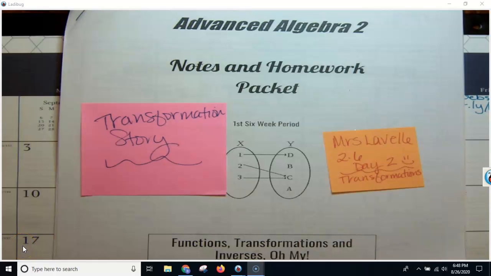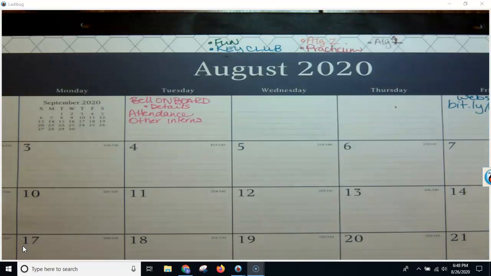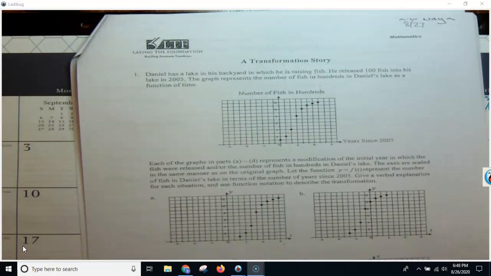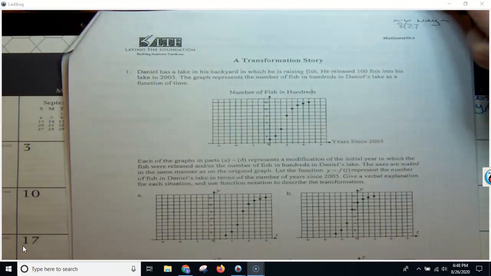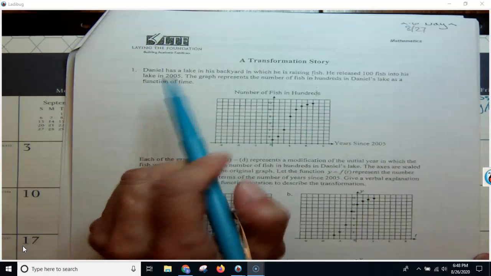Right, so let's go over our transformation story. That's going to be this page right here. And you always say, when am I going to use this? I'm not sure if you're ever going to own a fishing camp, but if you are, then this is super helpful. Even if you're not, this is talking about a real life situation.